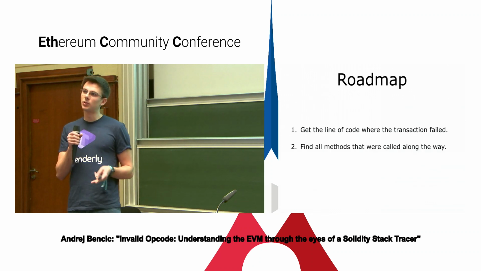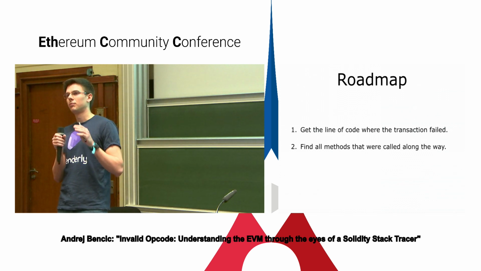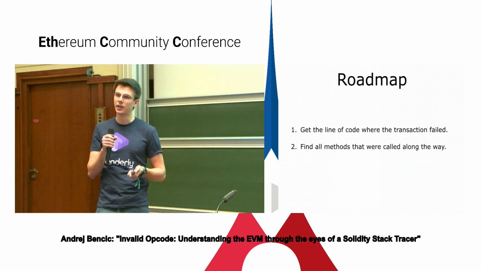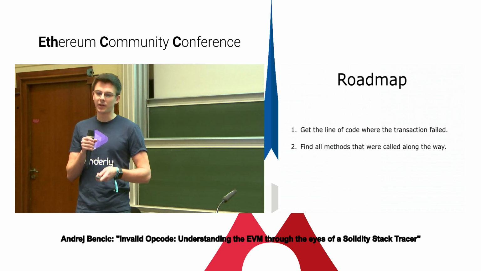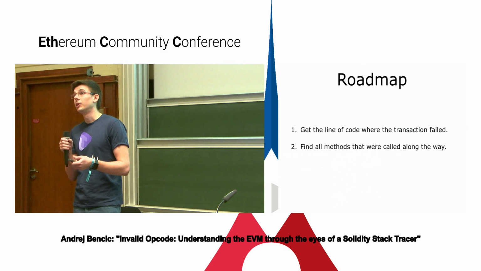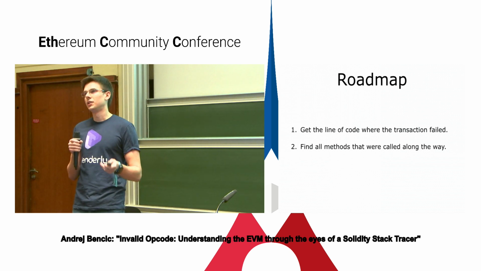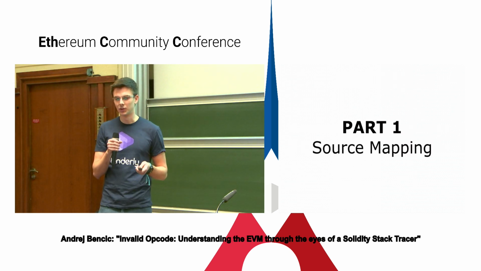We're going to split it into two parts. The first part is going from the position in bytecode where the transaction failed, which we can get from the EVM, to the exact line of Solidity source code, which we can then use to debug. The second part builds on top of it and gets even more information by getting the whole call stack of the failure. So let's start.